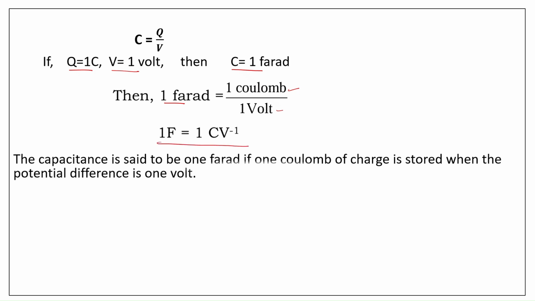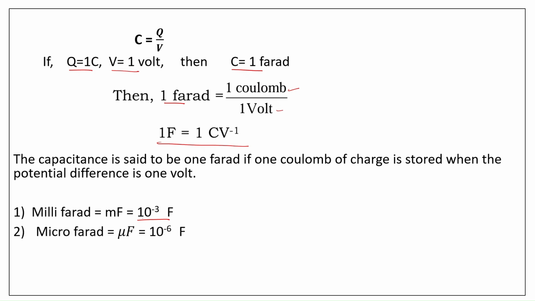Farad is a very big unit. In practice, the smaller units of farad are used. They are: 1, millifarad, symbolically written as mF. Here, 1 millifarad is equal to 10 to the power minus 3 farad. 2, microfarad, symbolically written as μF. Here, 1 microfarad is equal to 10 to the power minus 6 farad.